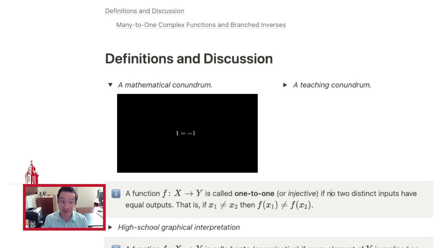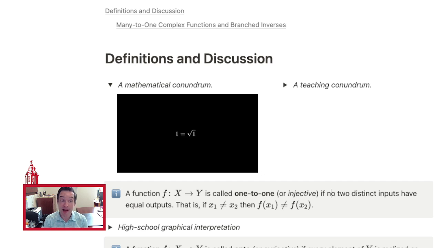But i times i is negative 1. That went by pretty fast, so let's take a look at it again. How can I take the square root of 1? Well, I can replace 1 by negative 1 times negative 1. Then I can distribute the square root across the product, evaluate each of those square roots to be i, but then i times i is negative 1. What in the world is going on there?